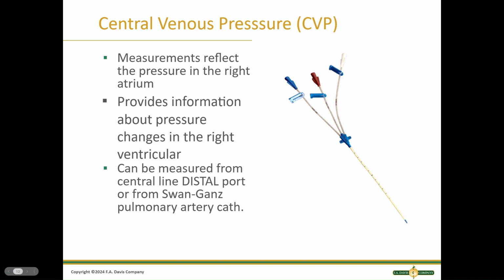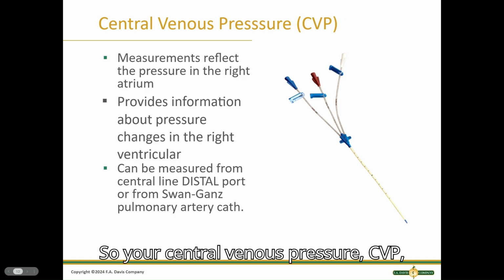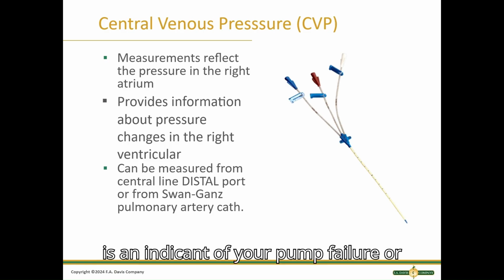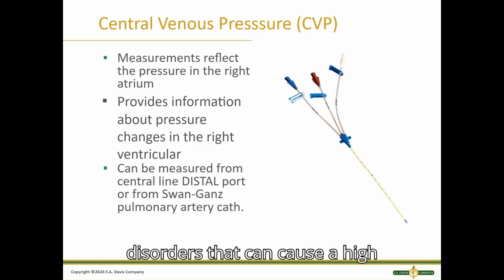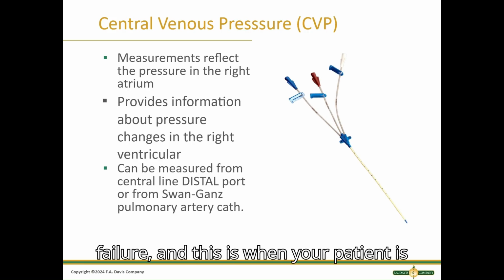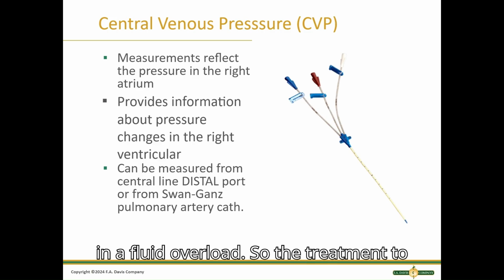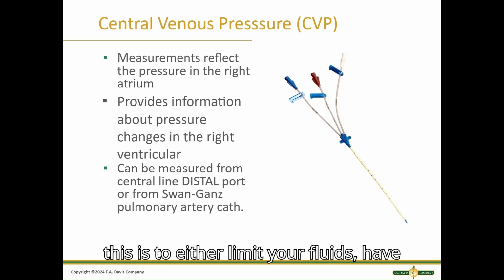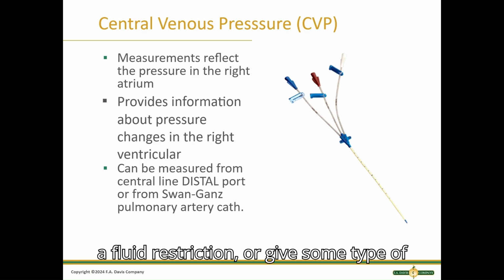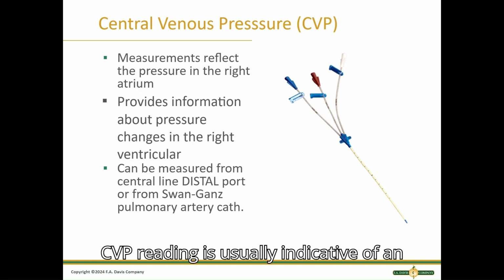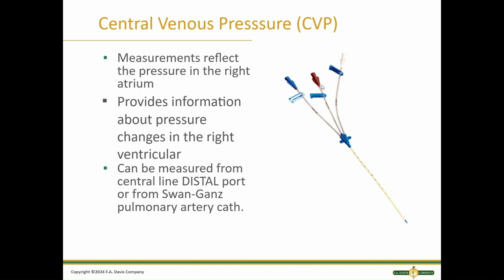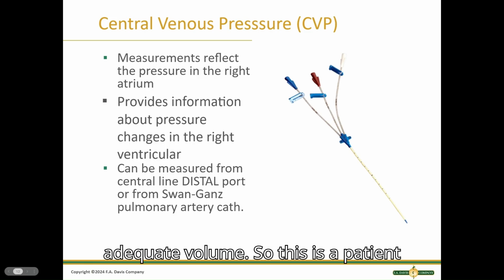So your central venous catheter is what is going to help us measure our central venous pressures. Typically we see this as a central line. A central venous catheter is just a big name for your central line. The measurements are going to reflect the pressures of the right atrium, which is our CVP. It's going to give us information about pressure changes of the right ventricle, and we're going to measure that from the distal port of our catheter. And typically the distal port is usually marked, and that's usually the brown port there that we see.